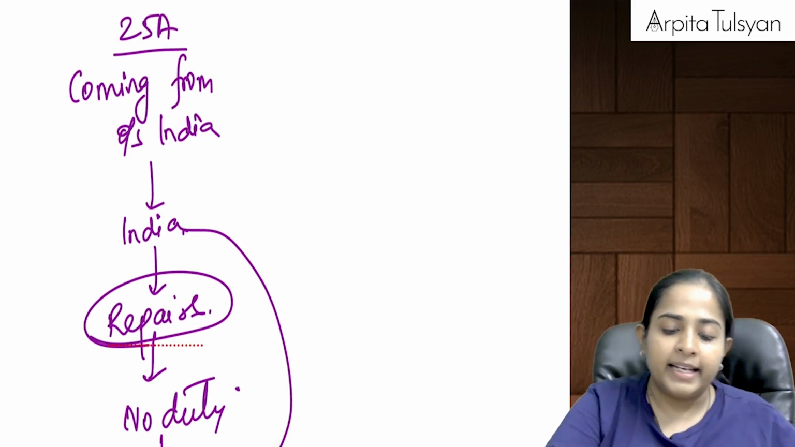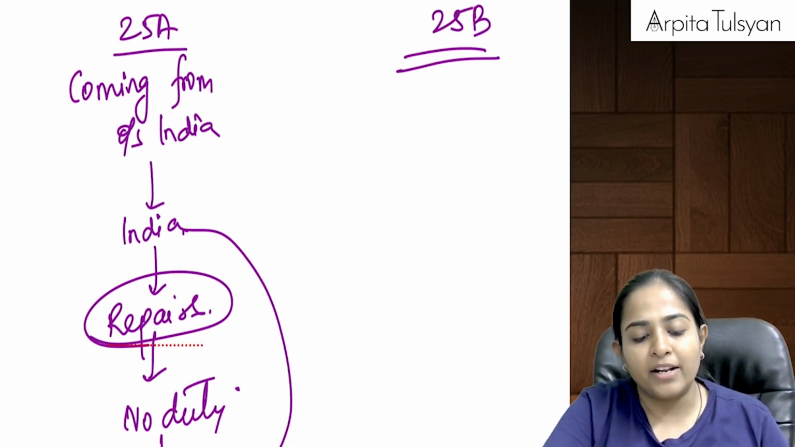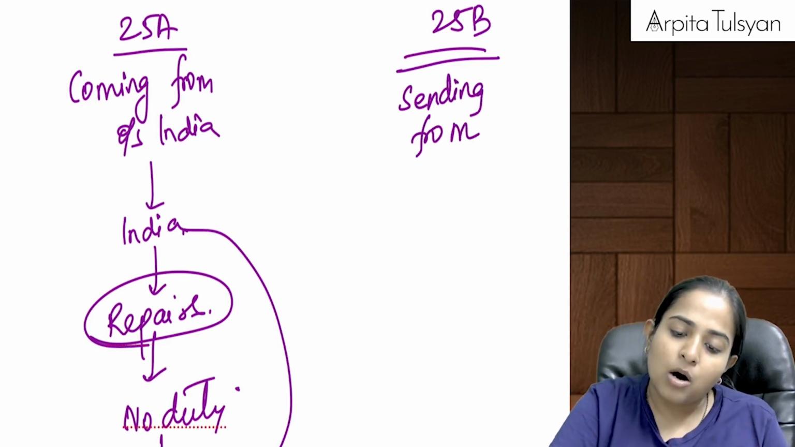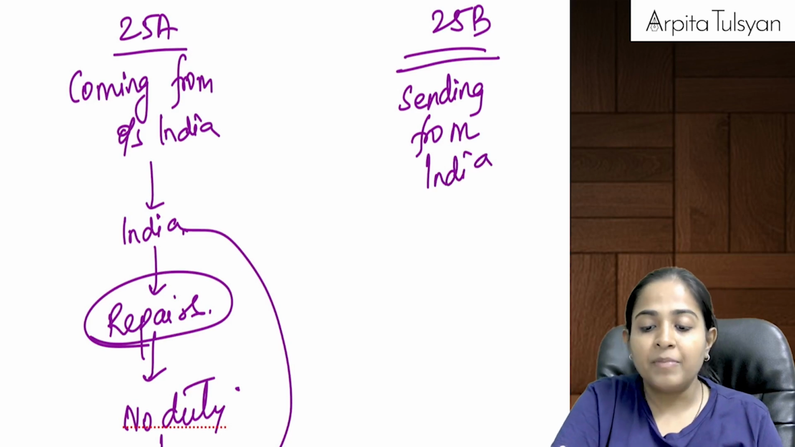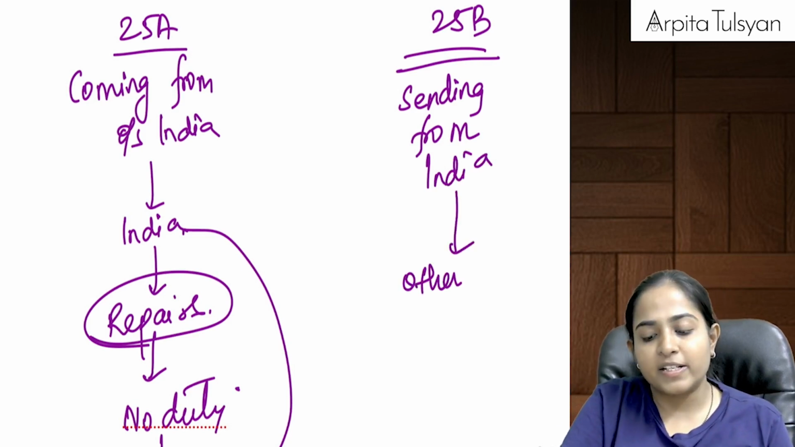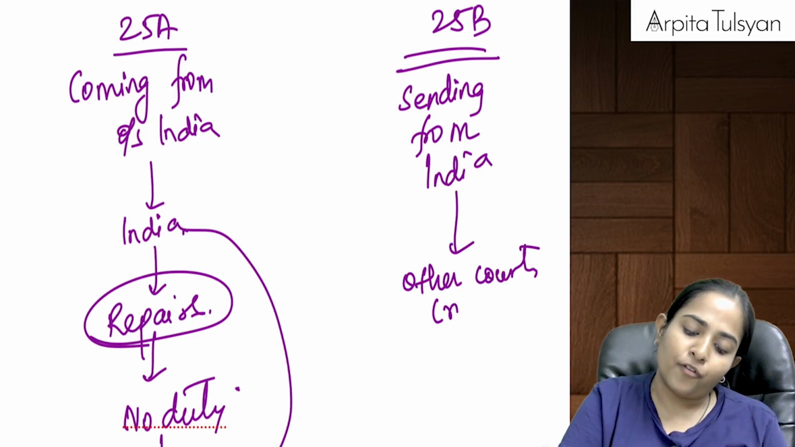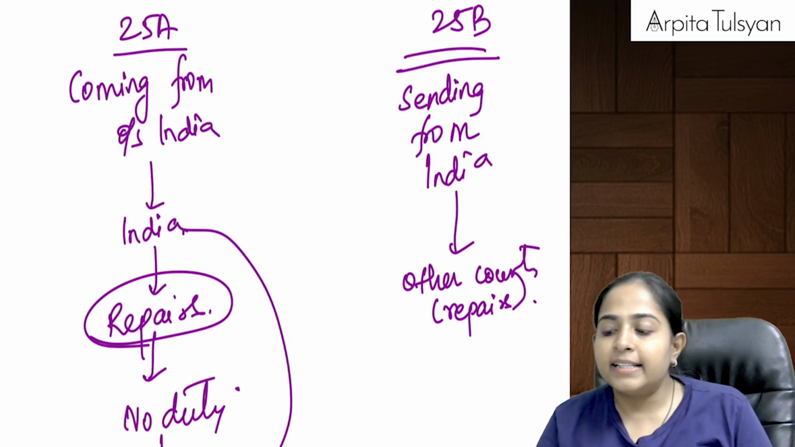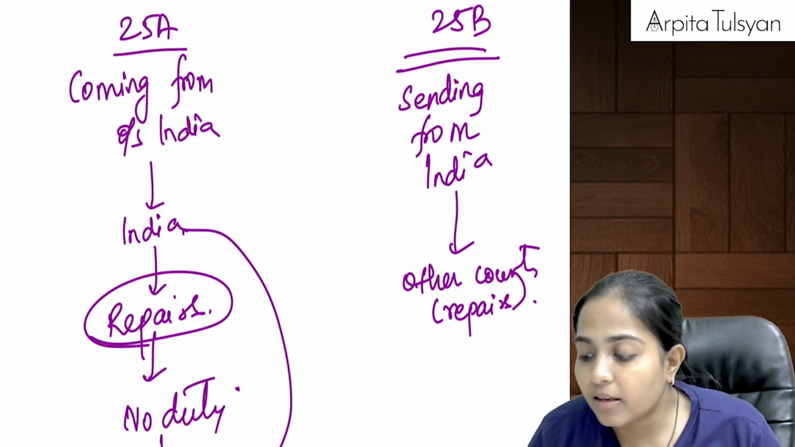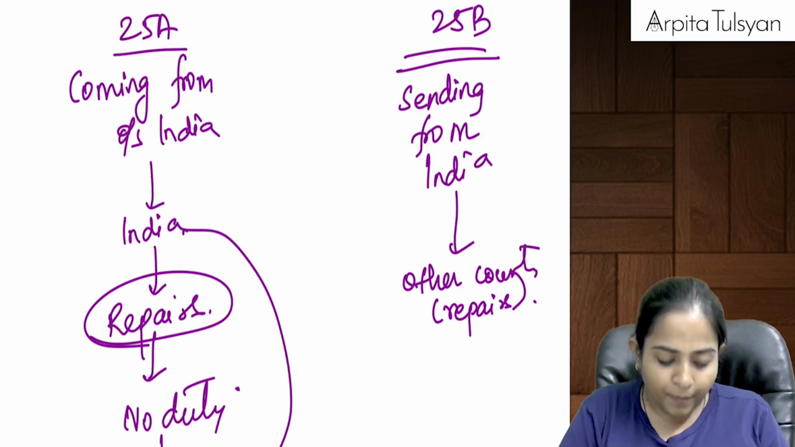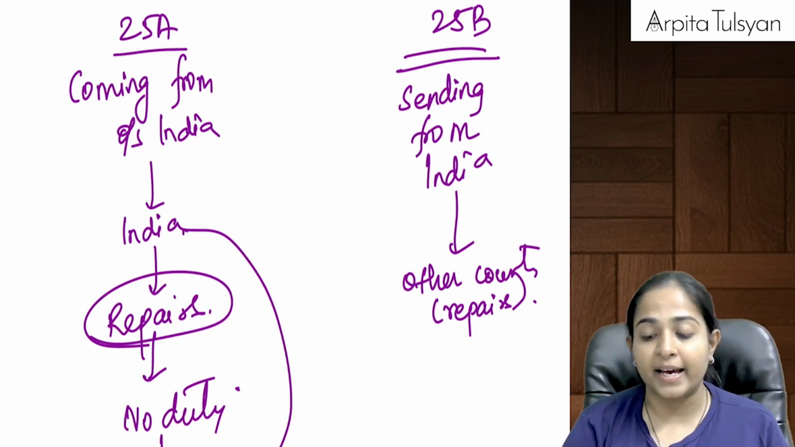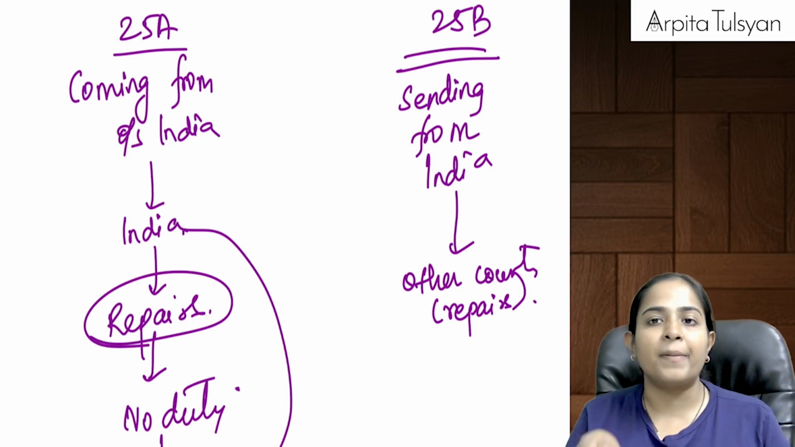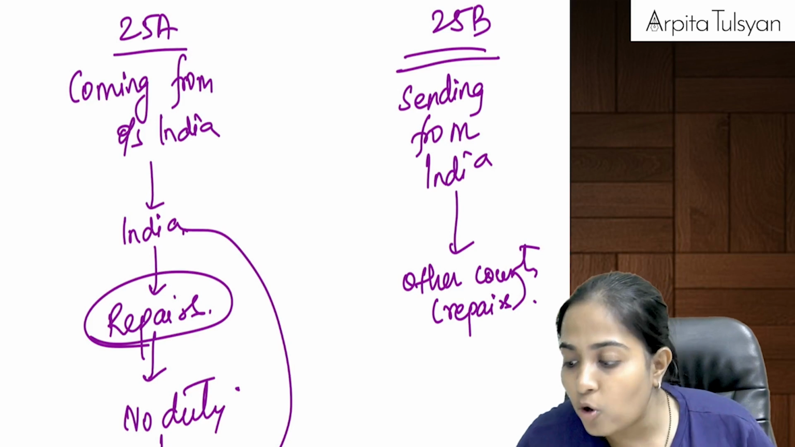Yes. Then going on to section number 25B. 25B is when you are sending something from India to another country, for the purpose of repair. Remember we had studied this, when the export was done for the purpose of repair outside India, we had done this in that notification. But this section is to be applied only in case of specified goods, not otherwise.